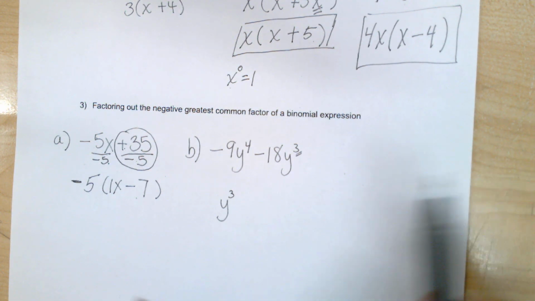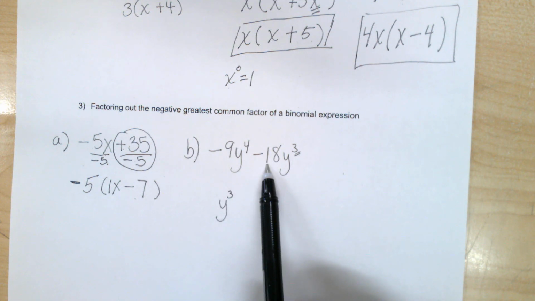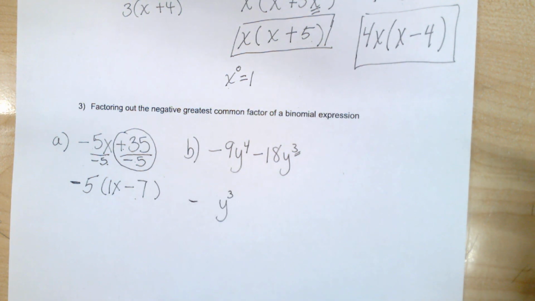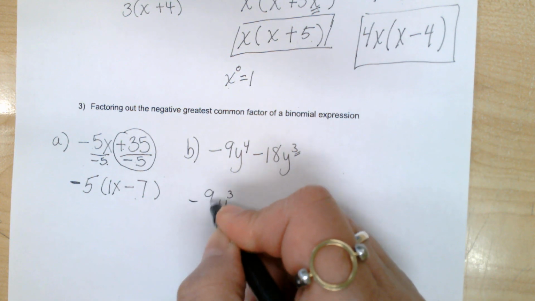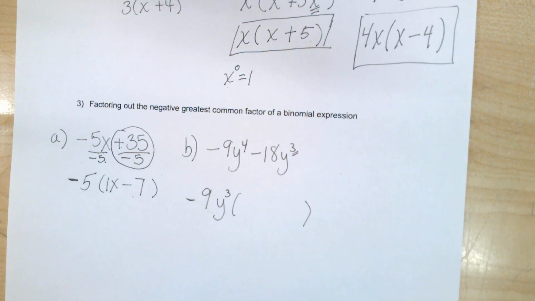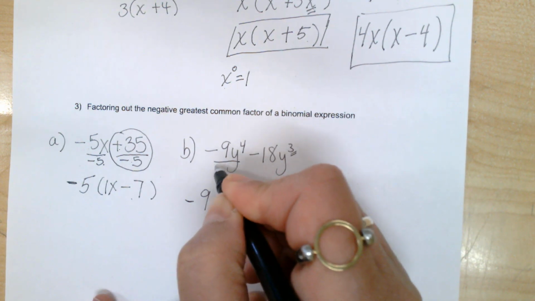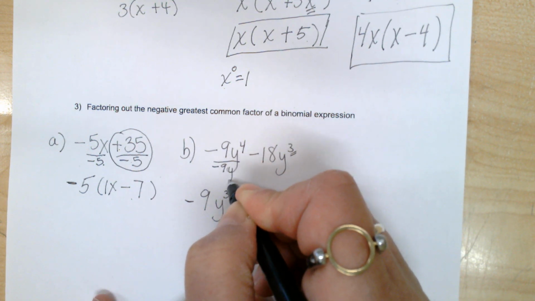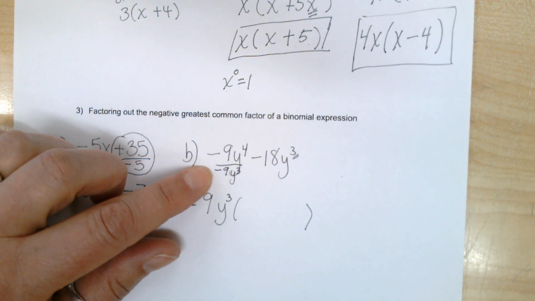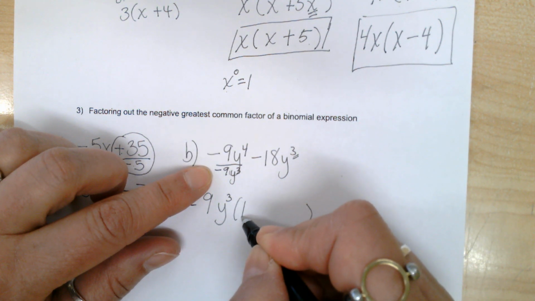Let's look at our numbers, -9 and -18, definitely taking out a negative. What number can I divide 9 and 18 by? You got it, 9. Okay, so we have our greatest common factor, so let's set up our parentheses and start doing some division. -9y to the third. Okay, -9 divided by -9, you got it, is 1.